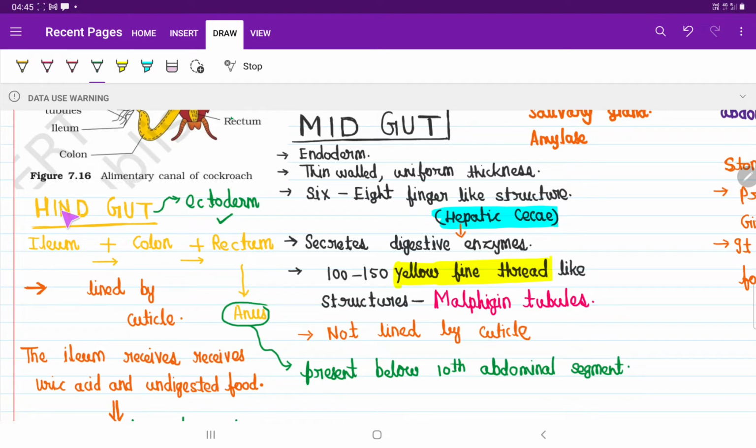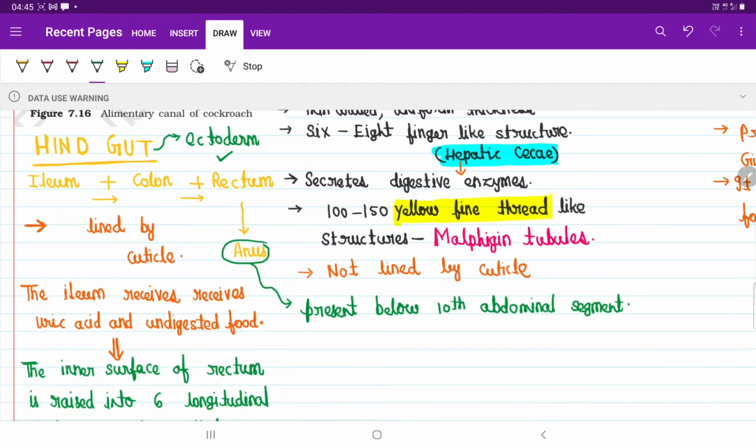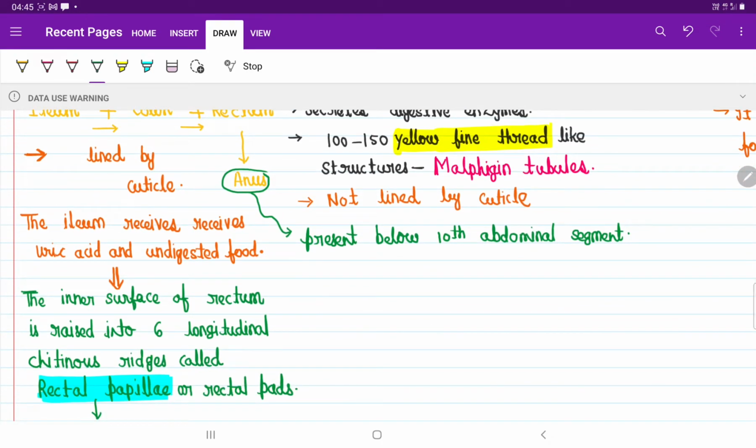The next part is the hindgut. Hindgut has three parts: ileum, colon, and rectum, and finally they open into the anus. The hindgut is lined by cuticle. The ileum receives the undigested food from the midgut and the uric acid from the Malpighian tubules, and then transfers it to the rectum.